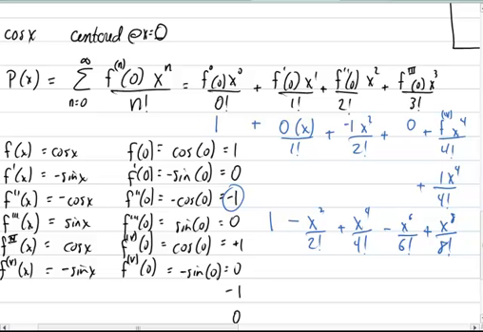It's an even function. Notice, this is an even function. This is even. This is even. Even. It's all even. Amazing.